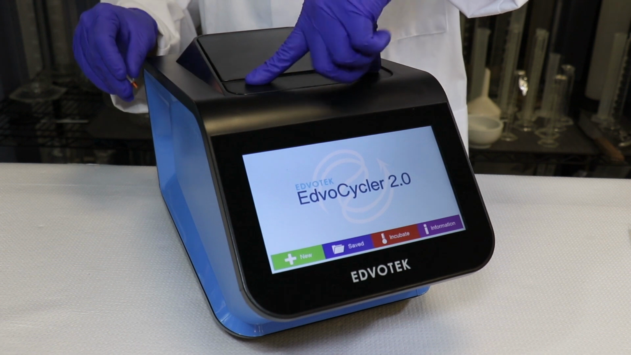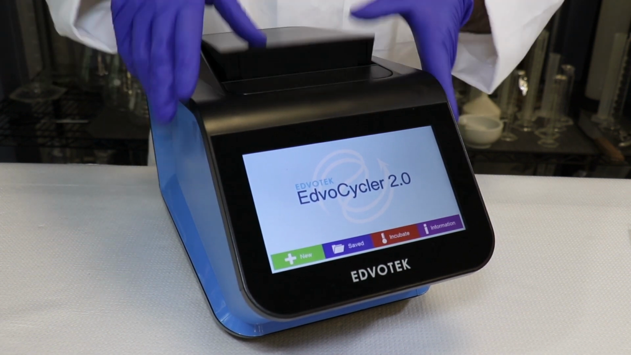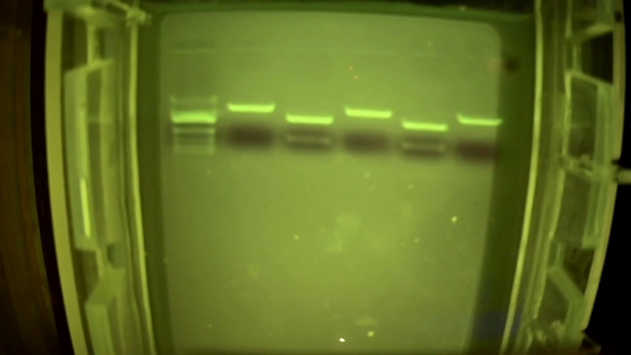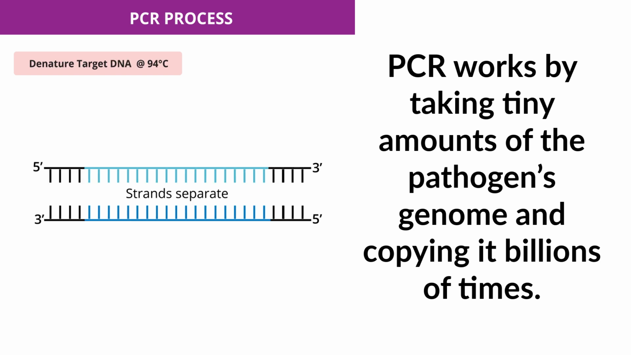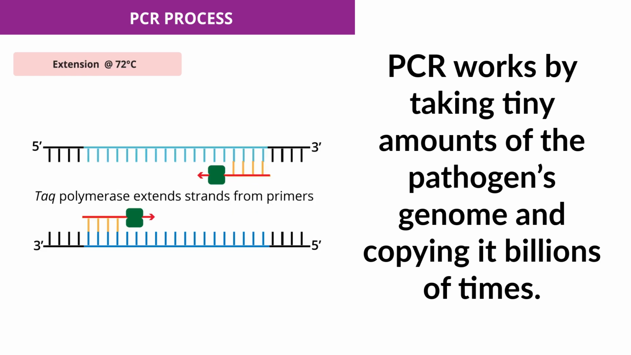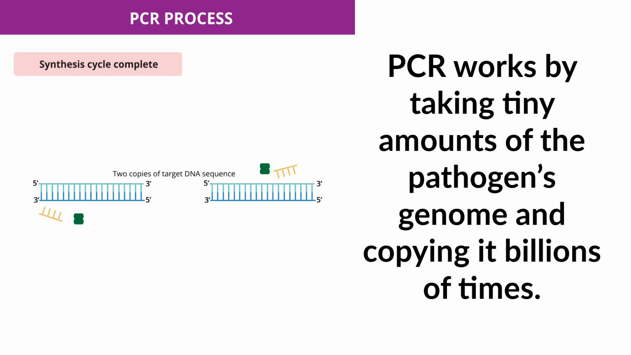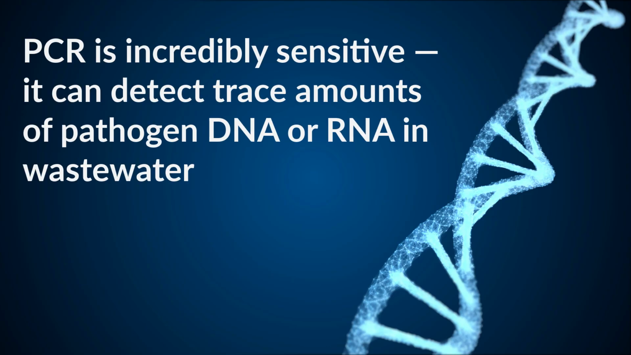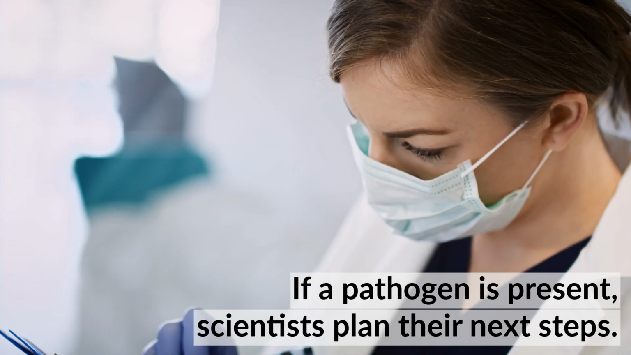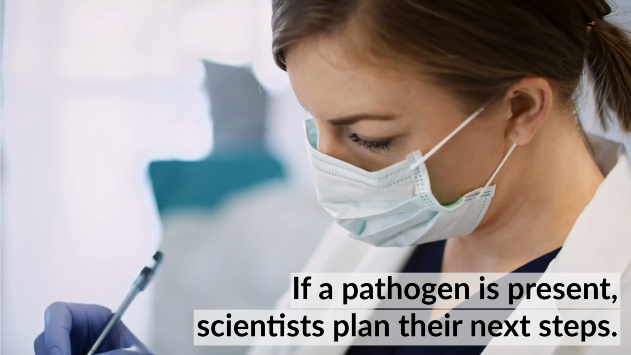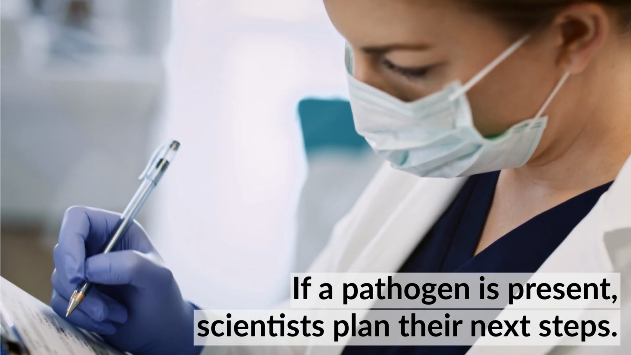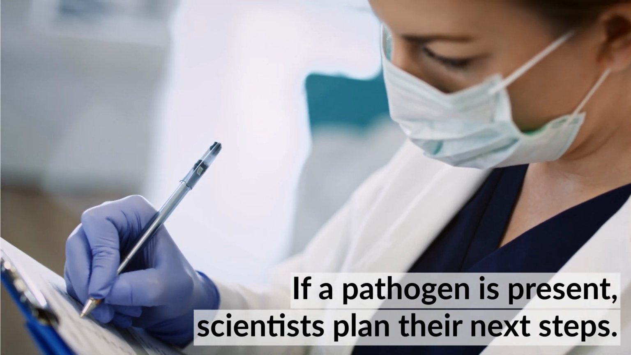Most times, scientists use polymerase chain reaction, or PCR, to detect bacterial and viral genetic material. PCR works by taking tiny amounts of the pathogen's genome and copying it billions of times. This technique is incredibly sensitive, allowing scientists to detect even the smallest traces of a pathogen in wastewater. If the pathogen is present, epidemiologists and public health departments plan their next steps to combat potential outbreaks.